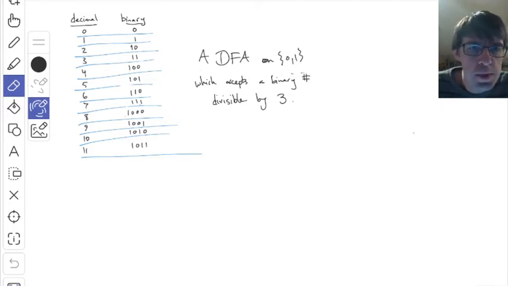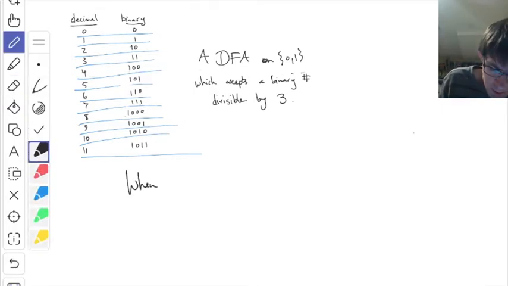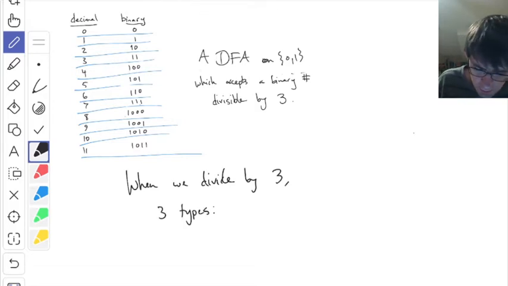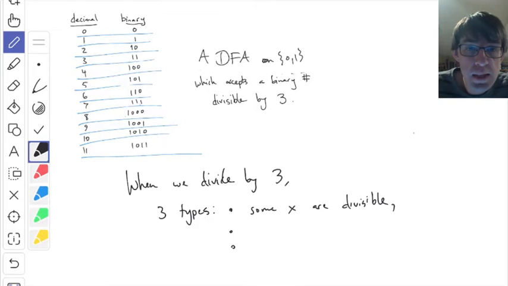But you can be a little more specific in a way which is helpful for a problem like this. I'm going to say when we divide by 3, there are really 3 categories of numbers that you get. There are 3 types. Some x are divisible. But there are 2 other categories: the ones which are not divisible, and when you try to divide by 3, you get a remainder of 1, or numbers which are not divisible, and when you divide by 3, you get a remainder of 2.